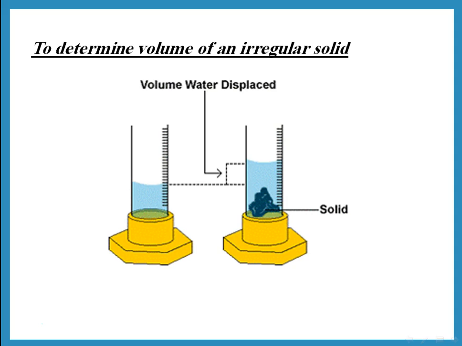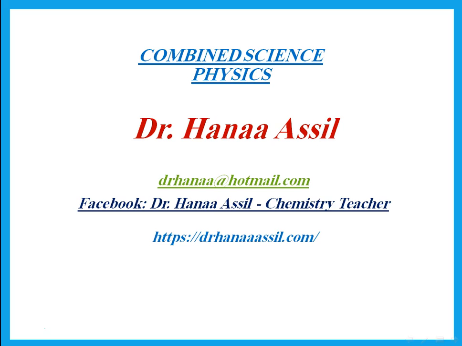Now, to determine the volume of an irregular object, and we need to do that, for example, when we want to measure its density, we have a certain volume of water in a measuring cylinder, and then when I put the solid in, the volume increases, or the level of the water rises. The difference in the volumes of the water before and after the solid gives you the volume of the irregular object.